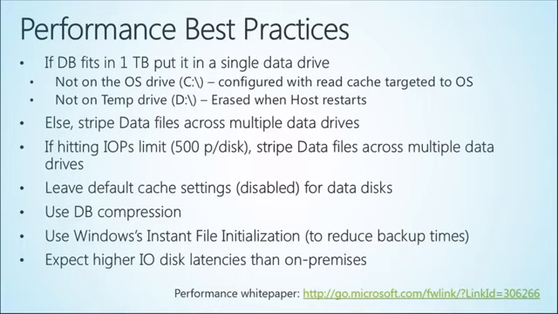If your database doesn't fit in 1 terabyte, what you can do is stripe the data files across multiple disks, similar to what you do on-premise today. By striping, you also get larger IOPS limits. There is a limit on the number of IOPS per disk, and that's 500. If you need more, then you can stripe again, and you get 500 per disk.